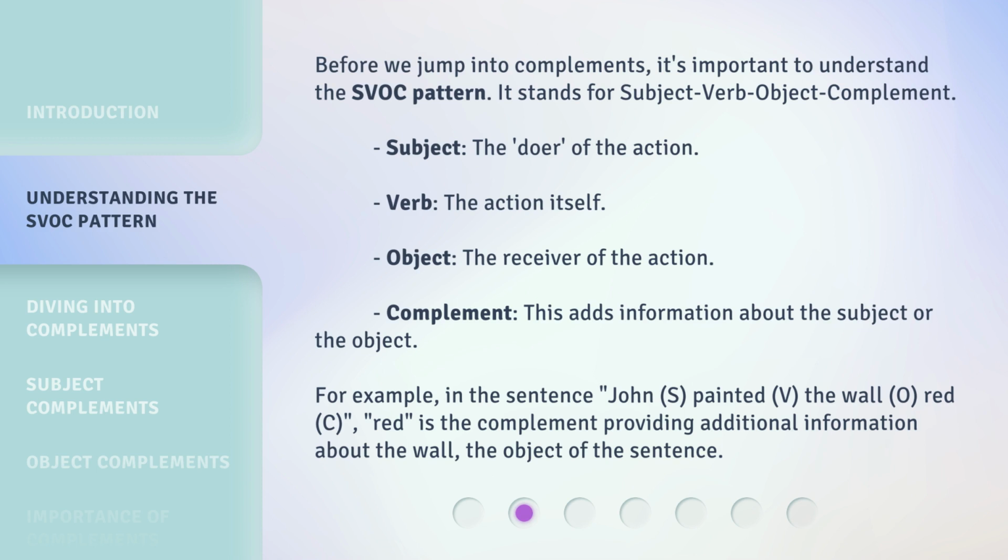For example, in the sentence, John (S) painted (V) the wall (O) red (C). Red is the complement providing additional information about the wall, the object of the sentence.